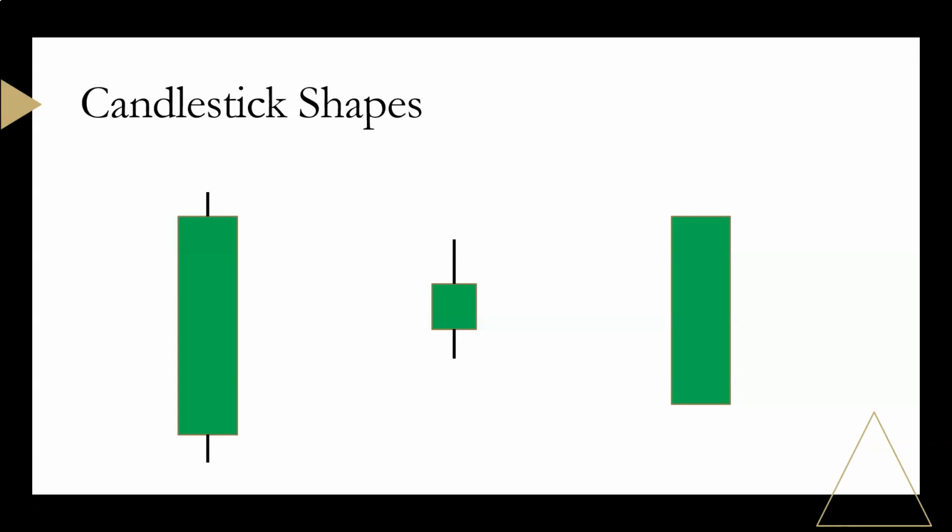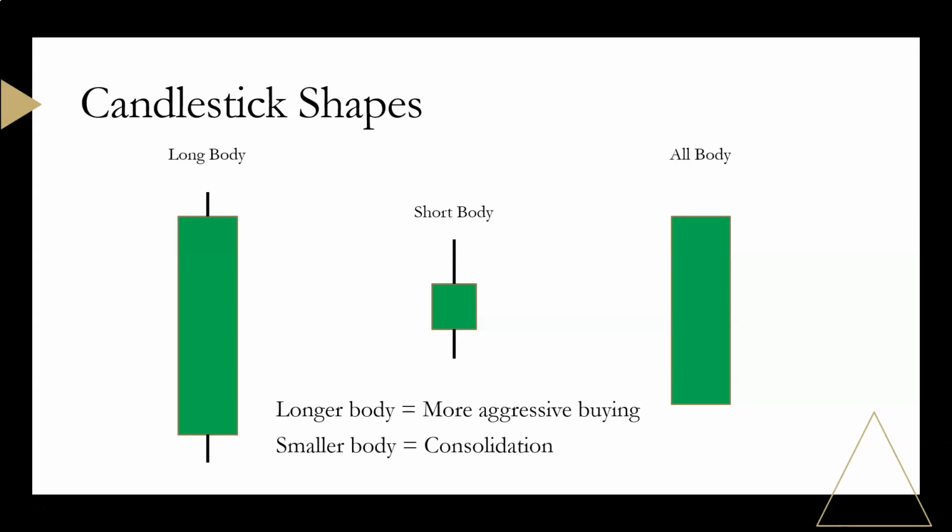So let's talk about the different shapes that these candlesticks are going to come in. You've got your long body, you've got your short body, and you've got no body. The longer body represents more aggressive buying, meaning the bulls have shown up to party. Now, if these were red, it would be the opposite. That would mean more aggressive selling for a longer red body or contrasting color. Whereas the shorter body would represent consolidation for the most part.